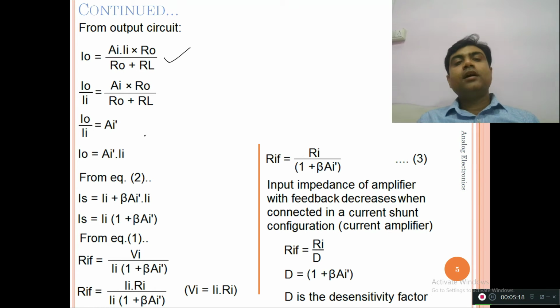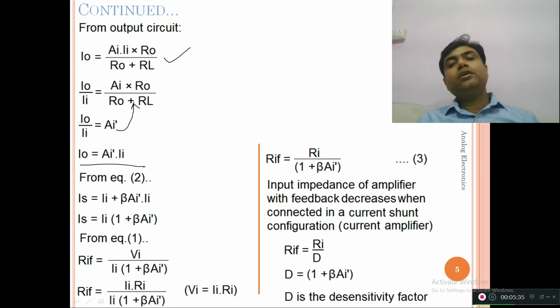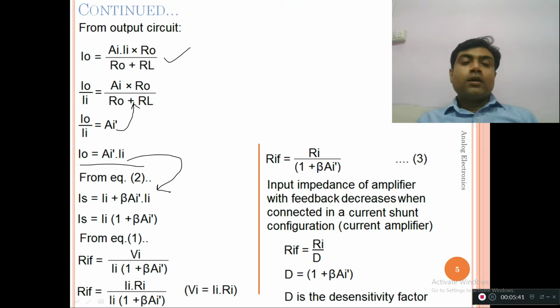Again, as we have done previously three times, some constant value we intentionally put here, because we are going to replace the value of I naught in equation number 2 in terms of this particular constant. So I naught gives me AI dash into II, and this AI dash into II we have put over here in equation number 2. This gives me II common in this equation, and when II is common we can put it outside the bracket.